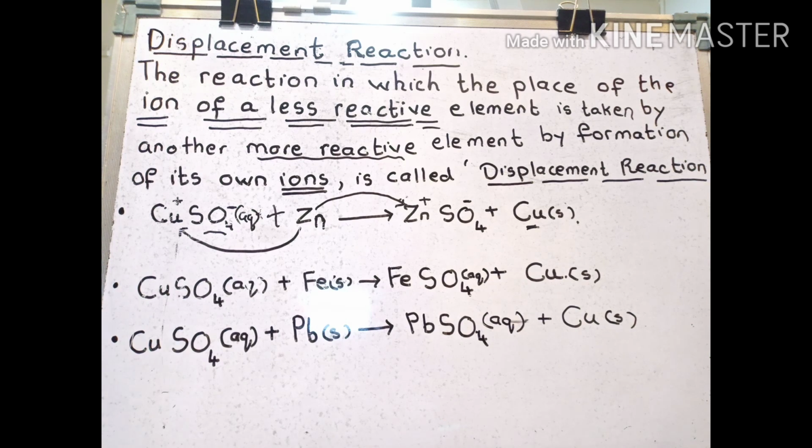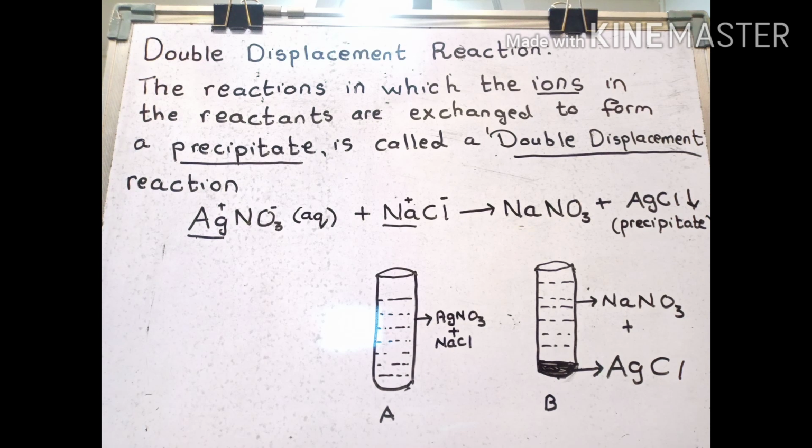We will now go on to a double displacement reaction and see how different a double displacement reaction is from the displacement reaction. Let's have a look at the double displacement reaction. What you saw earlier was a displacement reaction, which you can also refer to as a single displacement reaction. Now let's see how it is different from the double displacement reaction, right? The reaction in which the ions in the reactants, here you have two reactants, are exchanged to form a precipitate is called a double displacement reaction. Precipitate means residue. I repeat once again, the reaction in which the ions in the reactants are exchanged to form a precipitate is called a double displacement reaction.